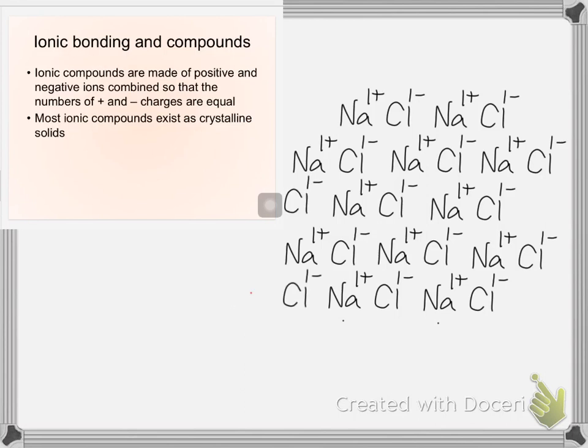So most ionic compounds tend to exist as crystalline solids. What the heck does that mean? Well, we're going to try to grow crystals later this year. What it means is that they have a definite repeating structure. That's all it means. So this has a definite repeating structure. Any other ionic compound is going to have a definite repeating structure based on how those ions are arranged next to one another. Okay, well, what does that do for them?